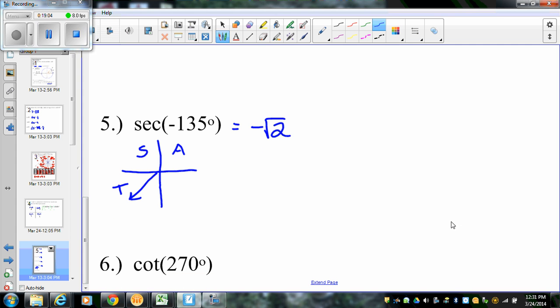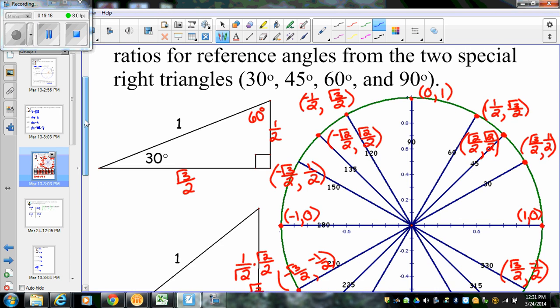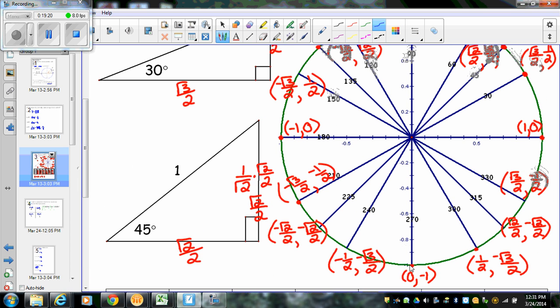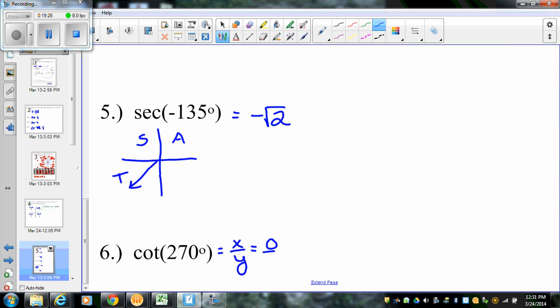And then lastly, cotangent of 270 degrees. So cotangent is cosine over sine, or x over y. So let's go look on the unit circle at 270 degrees. Here's 270. The coordinates are 0, -1, x, y. So that would be, in this case, 0 over -1, or 0.